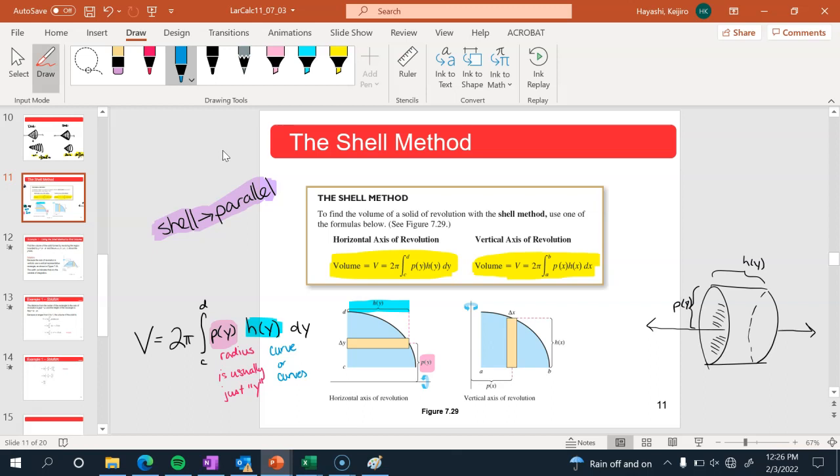So what it usually ends up coming down to is you take the function that describes your shape, that is h of y, and you just multiply it by an extra y. And then you just integrate that. It'll be easier to see once we actually do one.